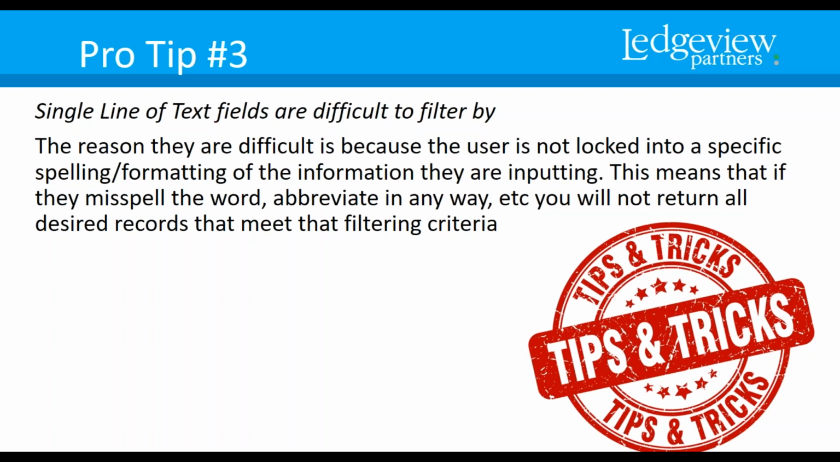An option set, however, locks you into a certain way of spelling, formatting, etc. Those are easier to filter off of, to bring back records, and also easier to report off of. So just keep in mind, if you use a single line of text field, you may not be bringing everything back because some people may put the information in differently. So you may want to use a contains, or if you know there's two different ways they put it in, do single line this field equals this or this.